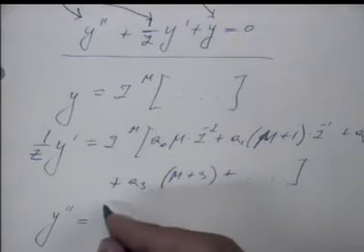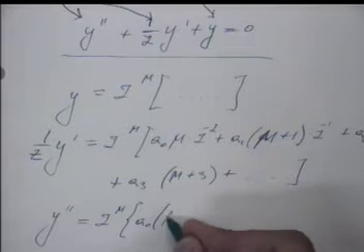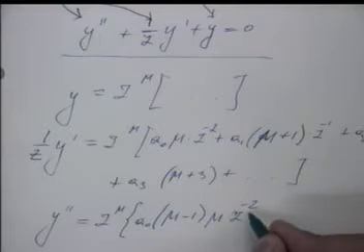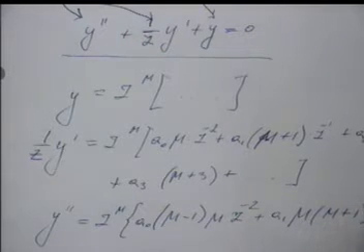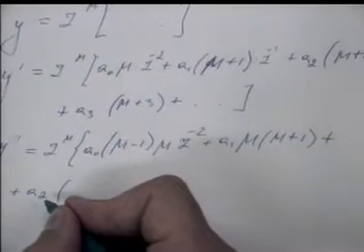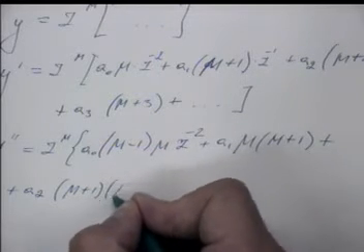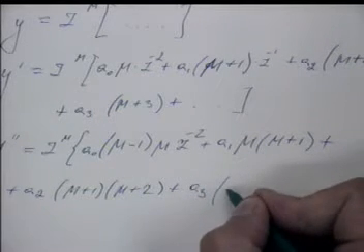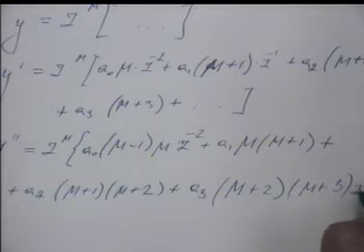So the second derivative will have the form z to the power mu, a0 mu minus 1 mu z to the power minus 2, plus a1 mu multiplied by mu plus 1, plus a2 multiplied by mu plus 1, mu plus 2, plus a3 multiplied by mu plus 2 and mu plus 3 multiplied by z, and so on.